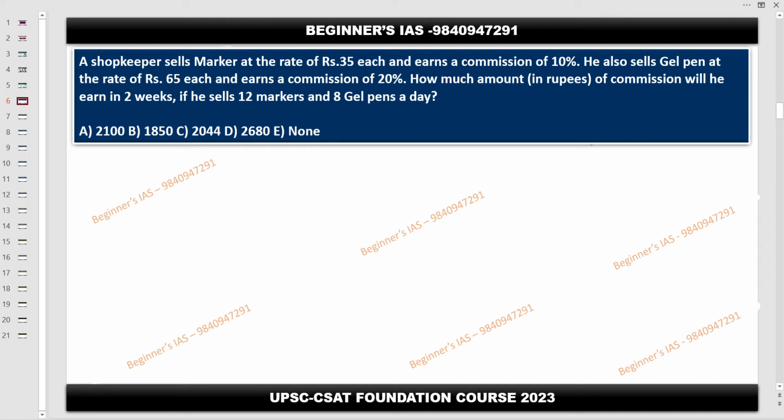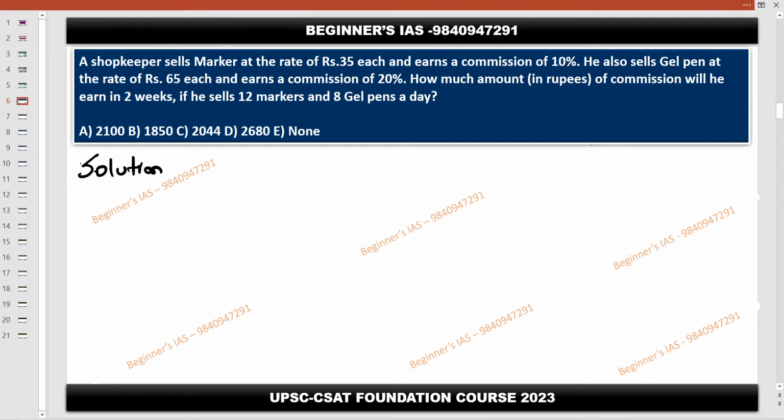So it's a very simple question. If you read it one or twice, you will get the logic. So listen. A shopkeeper sells a marker at the rate of rupees 35 each. So how much is he selling now, per day? 12. Okay, so this is very important.